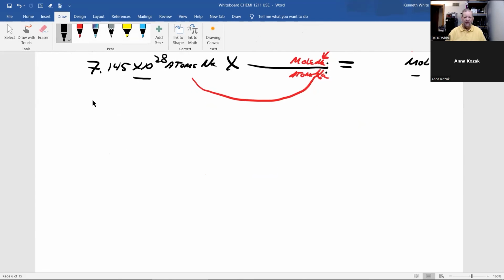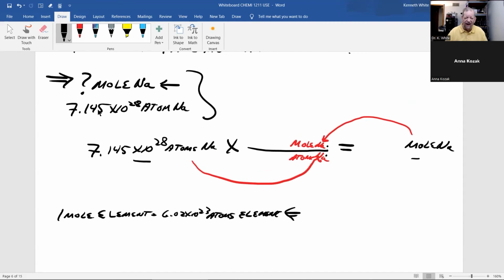And where do we get that ratio? 1 mole of an element equals Avogadro's number of atoms of the element. And this will be given to you in important information, test number 1. Right now in the Blackboard, it's called test number 2. I've got to go in there before next Monday and change it.